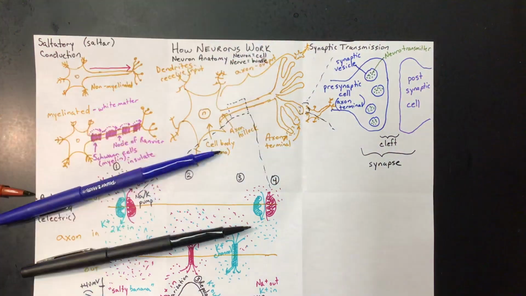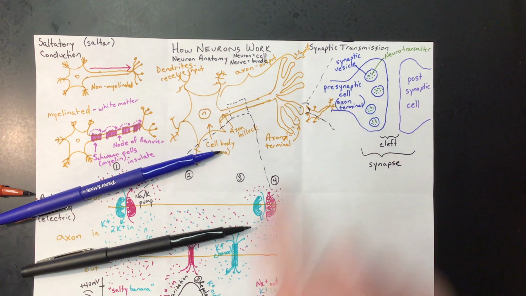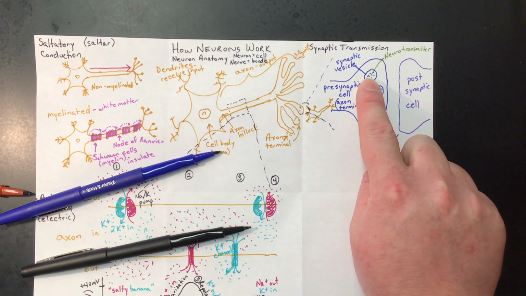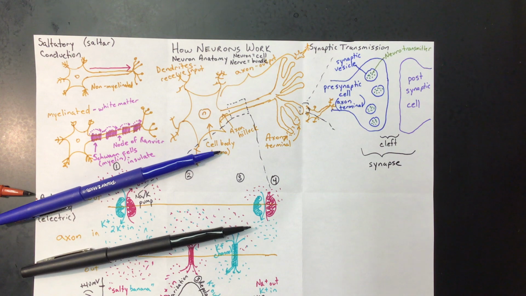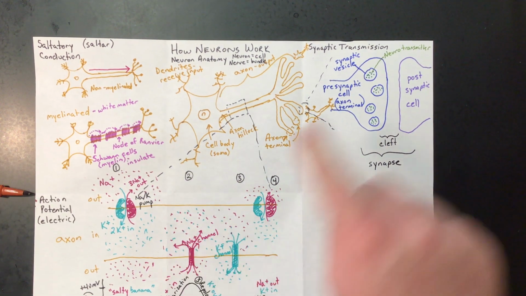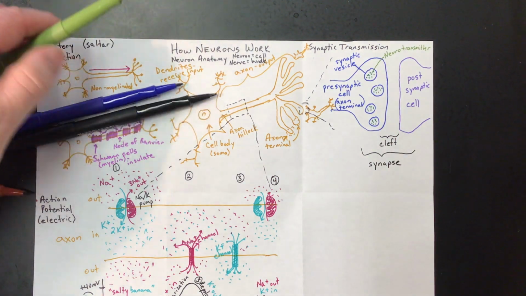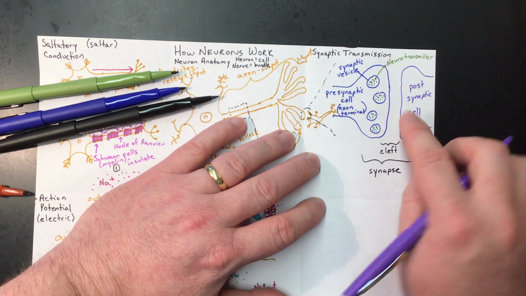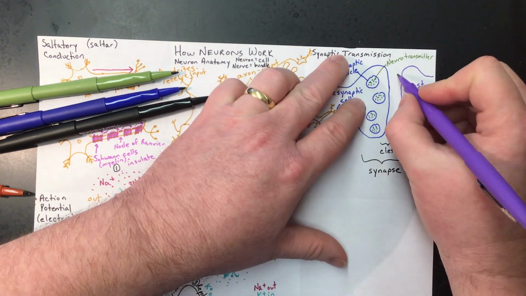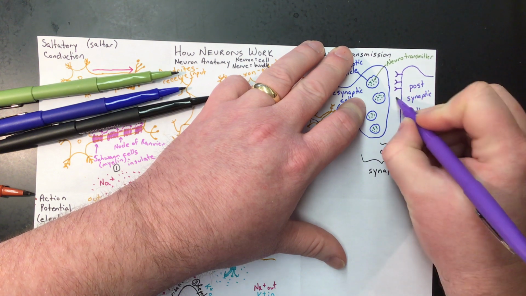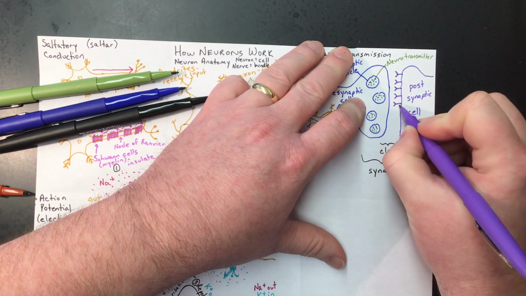So the neurotransmitters are in the presynaptic cell, and this is the chemical message that's sent to the postsynaptic cell. The ions in our action potential are the electric message. The neurotransmitter is the chemical message. And the postsynaptic cell can receive this message because it has receptors on its surface.